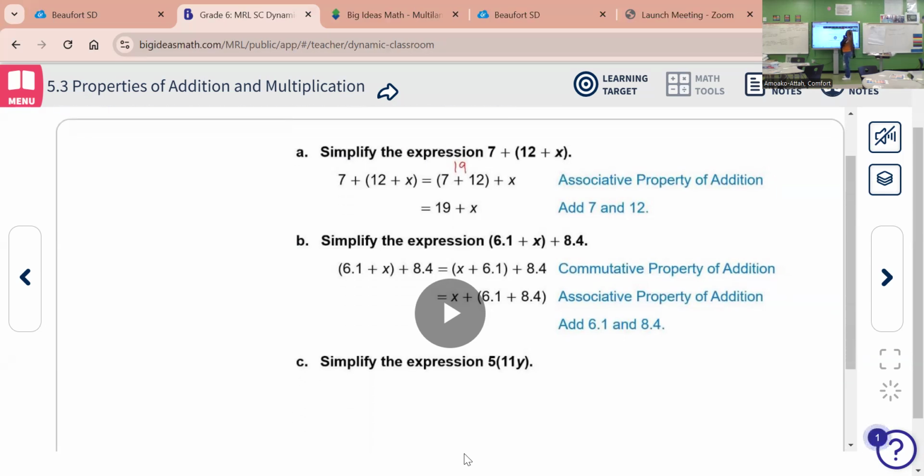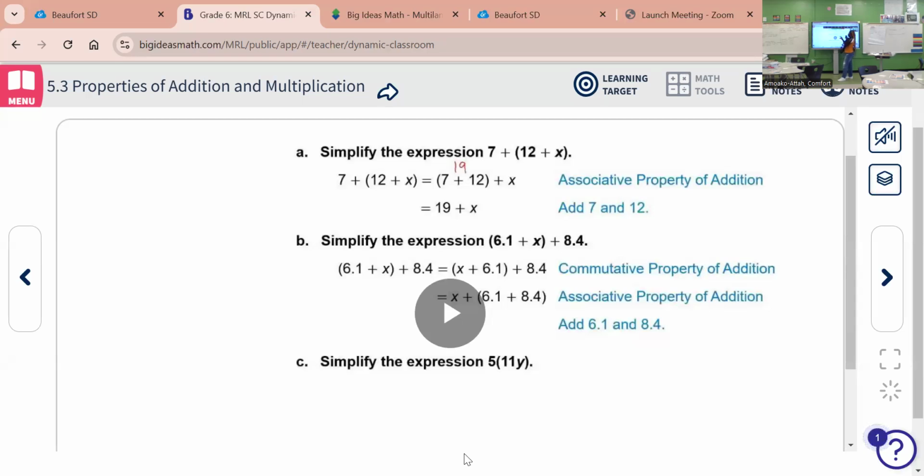Coming to the second one, simplify the expression 6 and 1/10 plus x plus 4 plus 8 and 4/10. Use the commutative property of addition to simplify the x. You could see that the expression itself was 6 and 1/10 plus x, but now it is x plus 6 and 1/10. We just have to reorder the values in the parentheses. Use the commutative property, and if you simplify it, you arrive at the same answer.